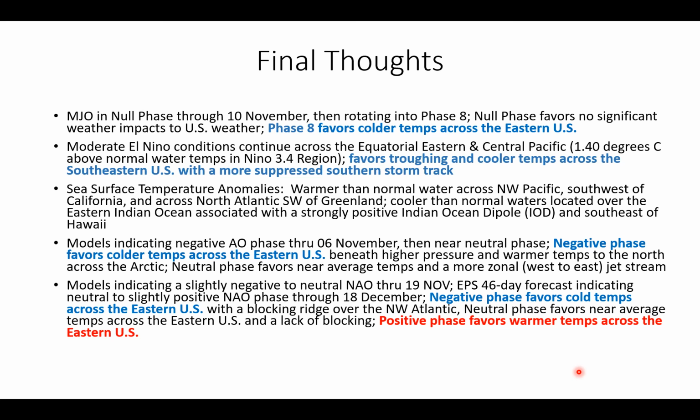Now, whenever the MJO is in null phase, it favors no significant impacts to U.S. weather. Phase 8, on the other hand, for this time period, favors colder temperatures across the eastern U.S.